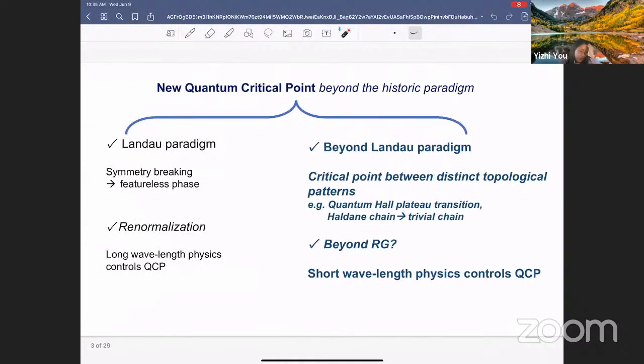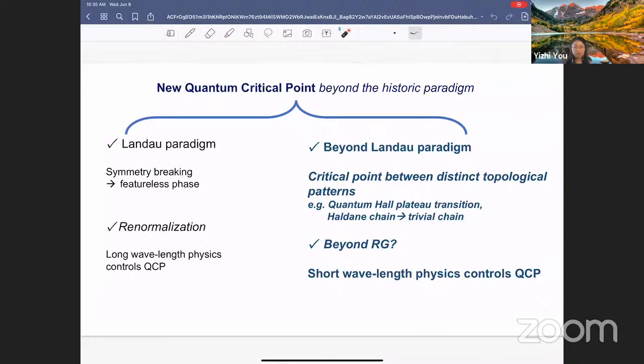And today, what I will do is I will introduce a new type of quantum critical point, which is beyond the historic paradigm. So the historic paradigm tells us most phase transitions can be characterized in terms of the Ginzburg-Landau theory, where in one phase we have a symmetry breaking pattern, in the other phase we have a symmetry invariant pattern. So different phases are different in terms of the symmetry pattern.